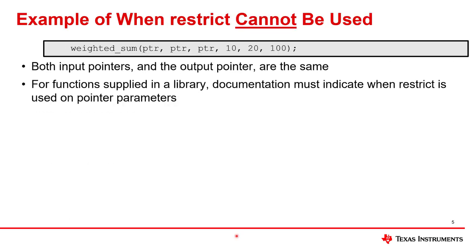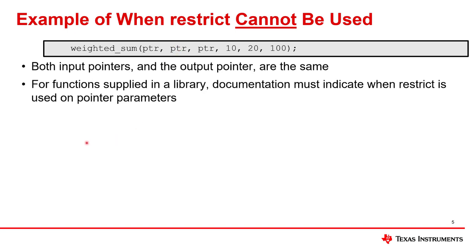To further explain what restrict means, I'm going to give two examples of when you cannot use it. And here's one. This is a call to the function weighted sum. Notice that we're passing the same pointer for those first three arguments. Remember, this one's out, that one's A, that one's B. Both the input pointers and the output pointer are all the same. They're all pointing to the same base address, whatever it is. You can't use restrict if you ever call weighted sum like this, okay?